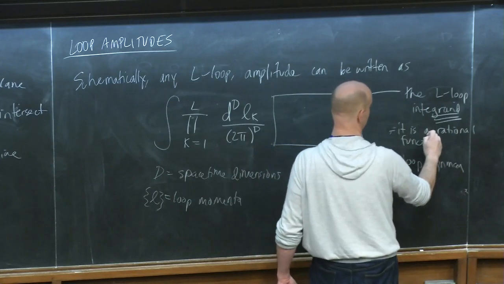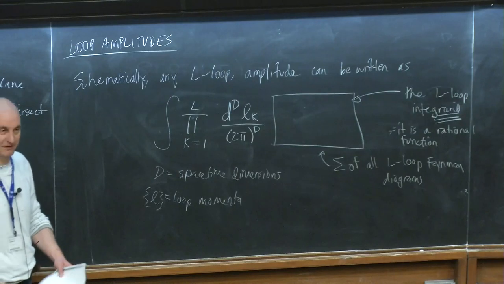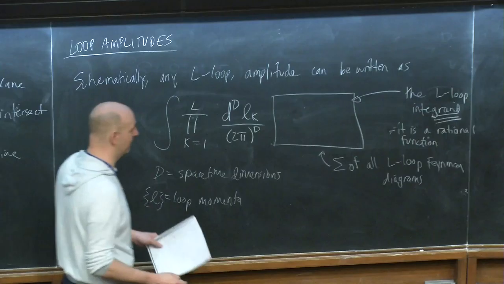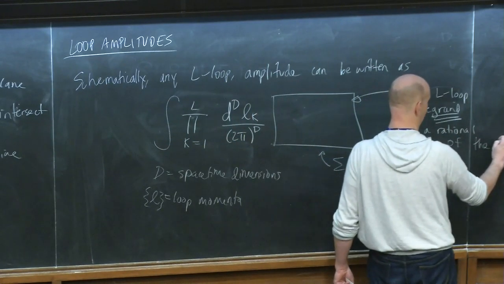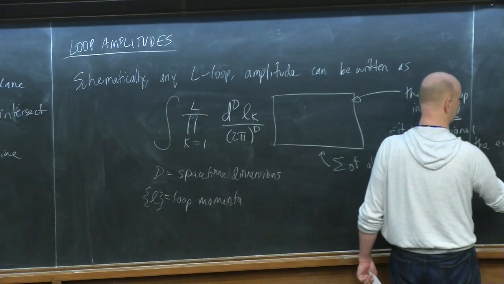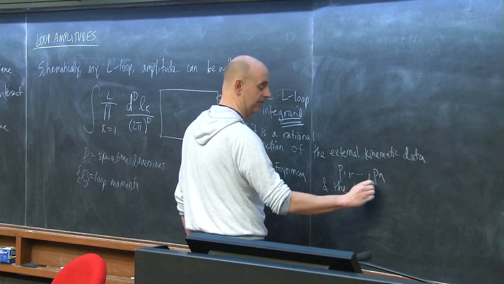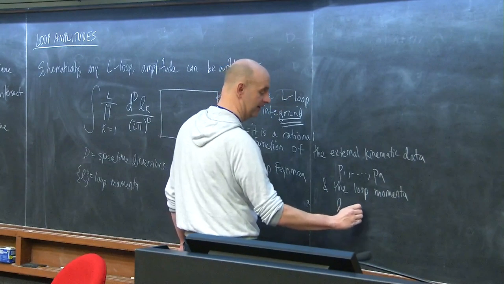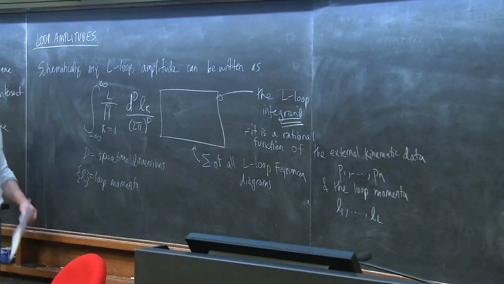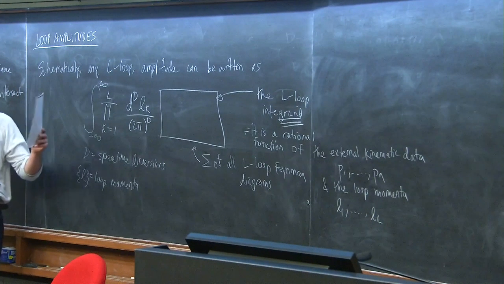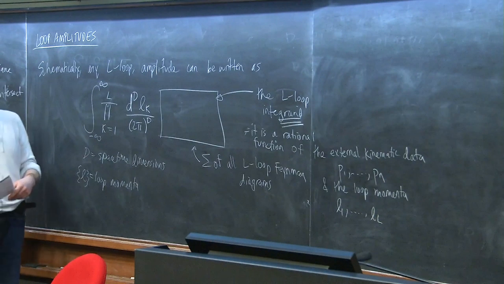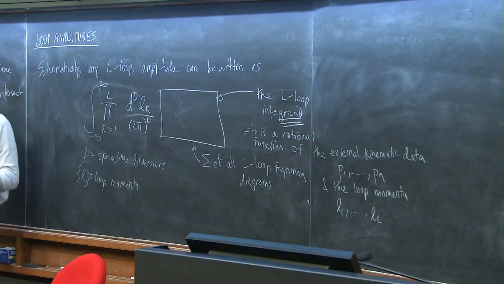We know that just because you can choose your Feynman rules to be manifestly rational functions. You can have various numerator factors that depend on momenta. That typically happens in gauge theory. And then you have propagators in the denominator. So it is a rational function of the external kinematic data, that would be P1 through PN, and the loop momenta, L1 through LL. We're integrating over these loop momenta from minus infinity to infinity in all components. But in today's lecture, there's a huge body of mathematics about carrying out that integral, and we're not going to have time to discuss any of that. What we're going to discuss today are the properties of this thing as a rational function and how to determine it easily.